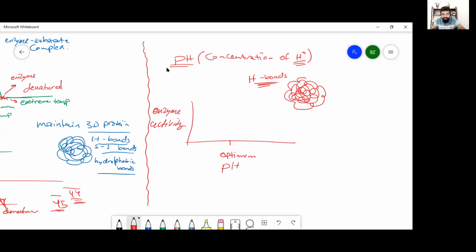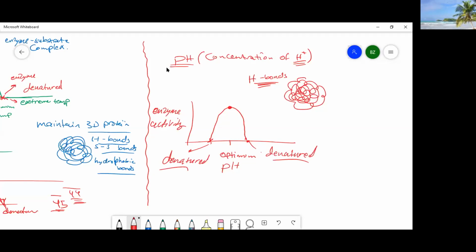What is the enzyme activity at the optimum pH? It's at the highest. The enzyme is working. What if the pH changes? The enzymes denature. Is there a pH level greater than the scale of 0 to 14? Can it increase to 15 or 16? No, we discussed this before, no.